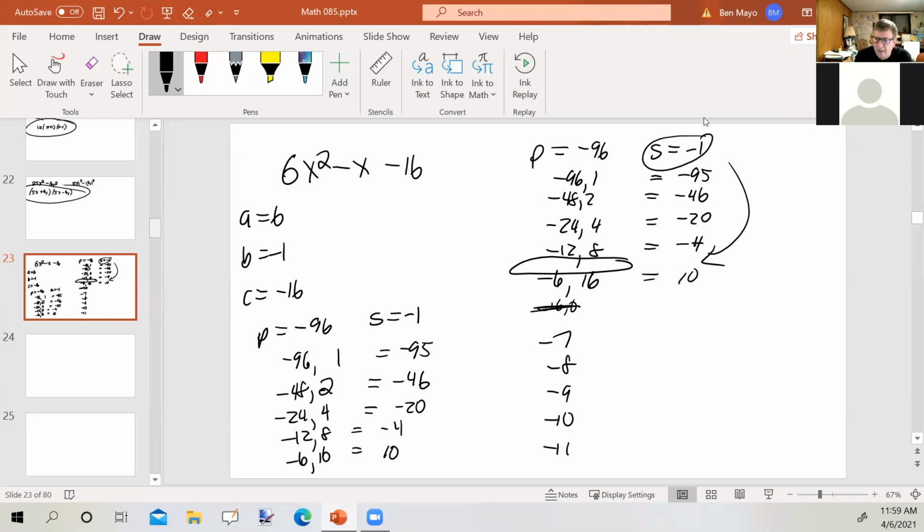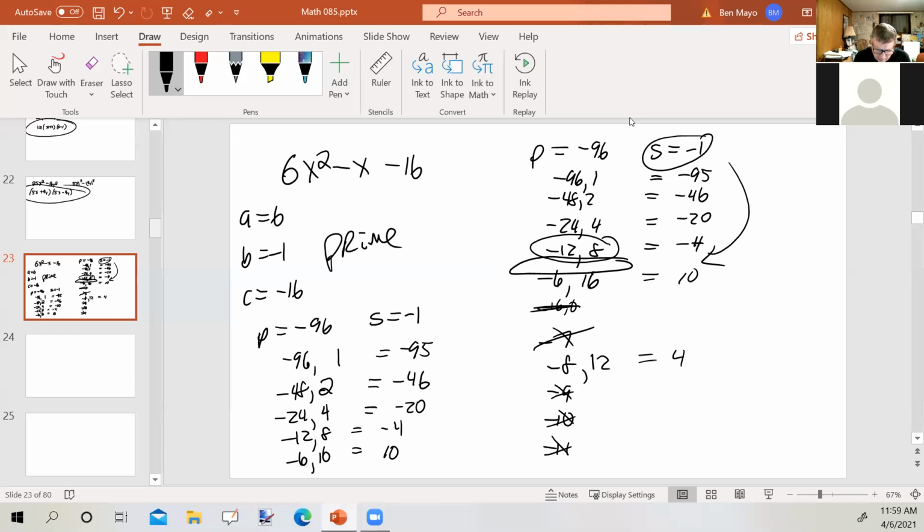So one of those would have to be one of the two numbers we're looking for. Well, -7 doesn't even go into -96 evenly. -9 doesn't, -10 doesn't, -11 doesn't. So the only one is -8. -8 times what would be -96? Oh, we've got it right here, don't we? But that would give us a +4. So what's the conclusion here? It would be prime. Okay.